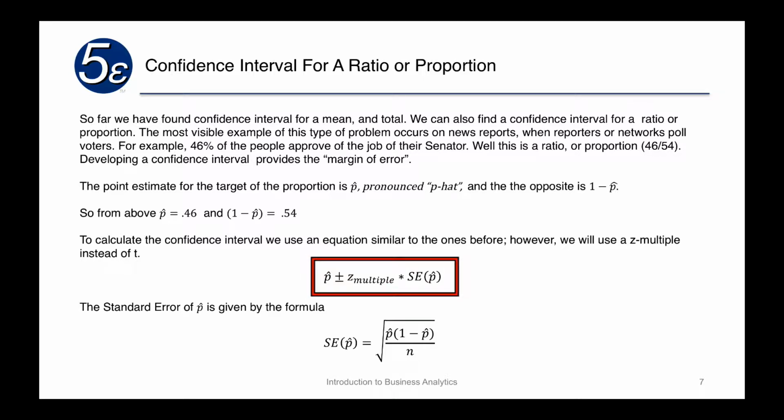In order to calculate the confidence interval around this ratio, we're going to use an equation similar to the ones before. However, this time we're going to use a z-multiple instead of t. Now, the standard error of p-hat is given by the following formula. It's the square root of p-hat times 1 minus p over n. And this describes the error around our point estimate for the success proportion.